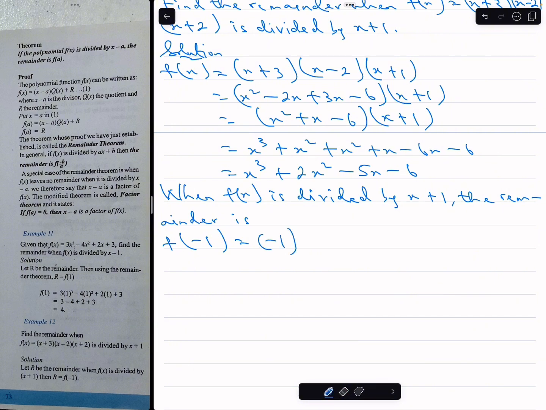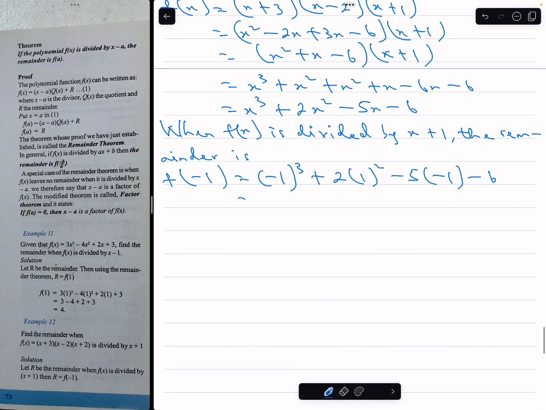minus 1 raised to power 3 plus 2 multiplied by the square of minus 1 minus 5 times minus 1 minus 6. And that's equal to, the cube of minus 1 is minus 1. Oh, this is 2 times minus 1, 2 multiplied by the square of minus 1. Now, the square of minus 1 is 1 times 2, that's 2. Minus 5 times minus 1 is plus 5 minus 6. And this is the same as minus 1 plus 2, that's 1, plus 5, that's 6. 6 minus 6, that's 0.